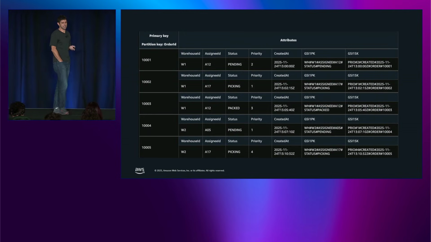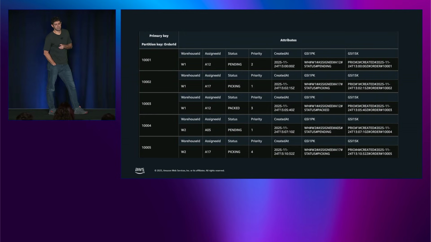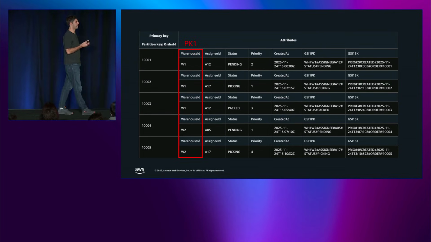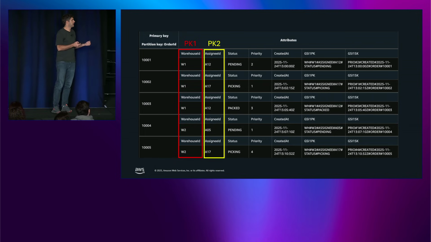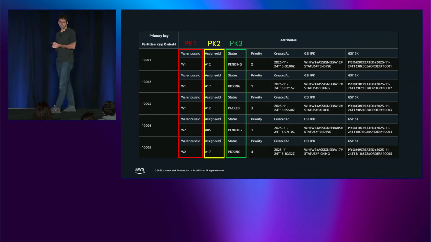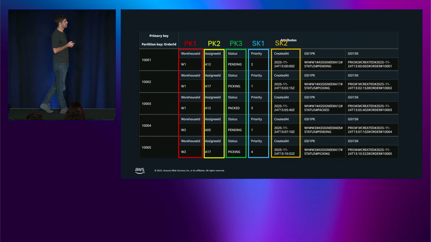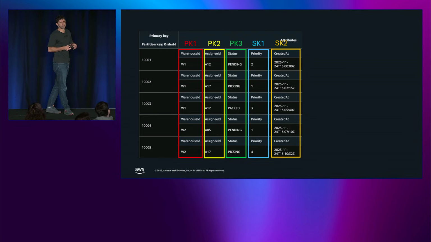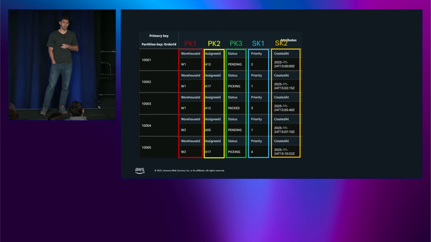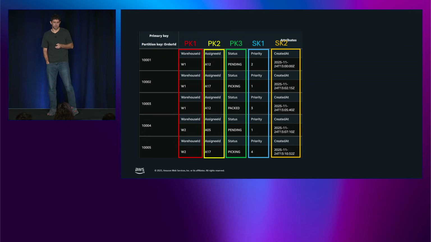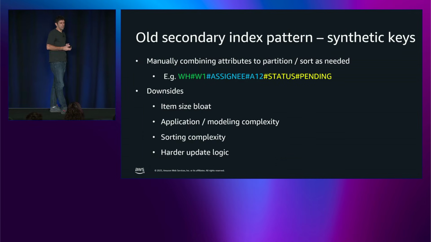So if we have our existing table and we want to use this multi-attribute composite key pattern, what we do is when we're creating our partition key, we say, okay, I want my first element to be that warehouse ID. I want my second element to be that assignee ID. I want that third element to be my status. And same thing with the sort key, right? I want the first element to be that priority. I want the second one to be that created at. And now I don't need those GSI1PK, GSI1SK values at all anymore. They're just reusing those when they create my secondary index to know how to set up that index, right?